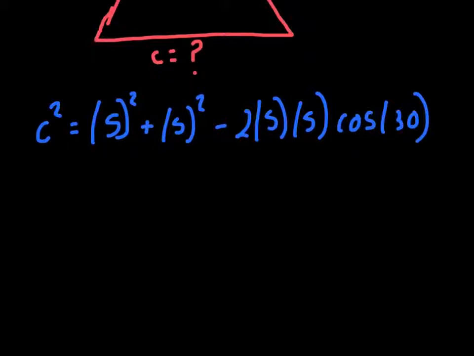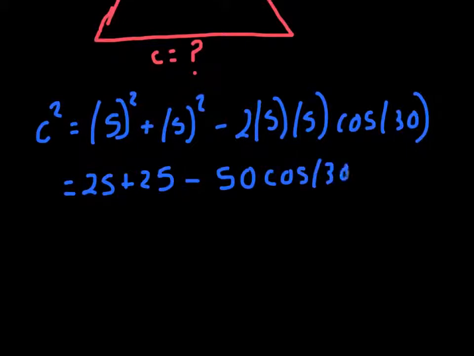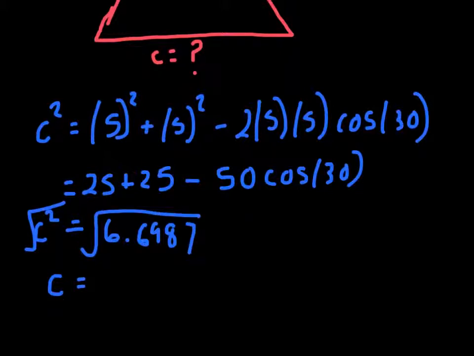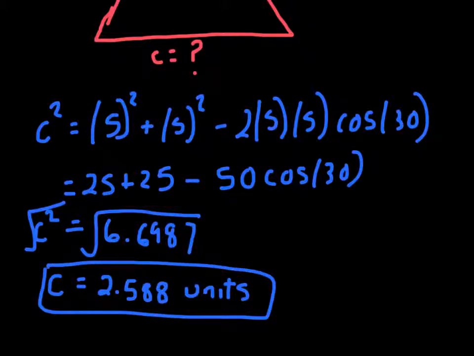If we solve this out, we get 25 plus 25 minus 50 times the cosine of 30. Solving this out, we get 6.6987. So C squared is equal to that. To find C, we take the square root of that, and C is equal to 2.588 units. This is how the law of cosines helps us find a missing side length.